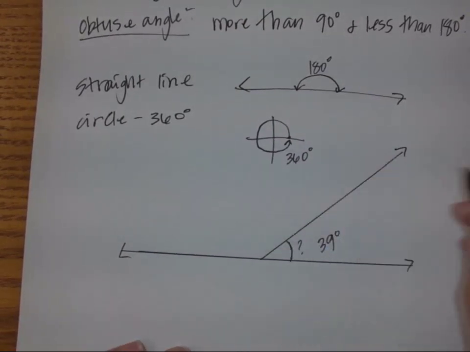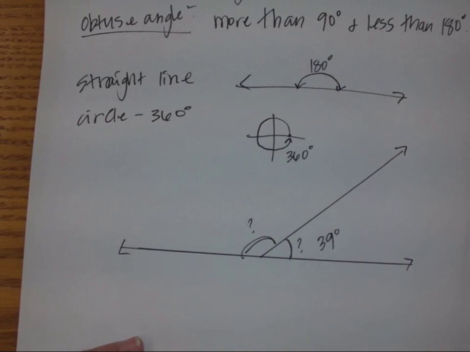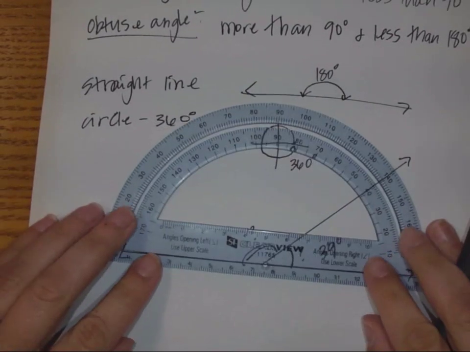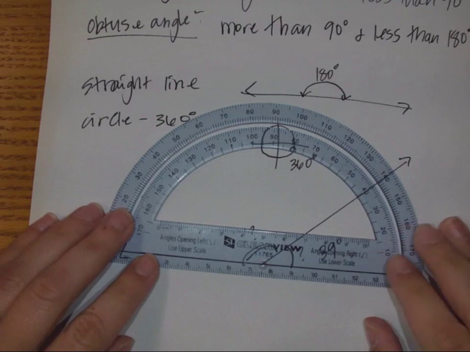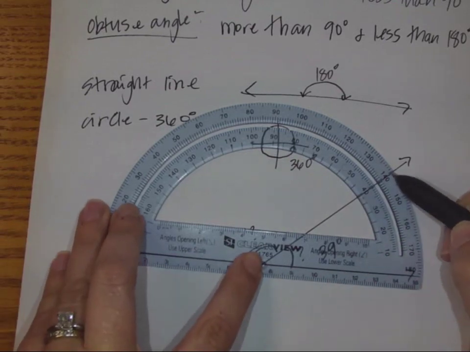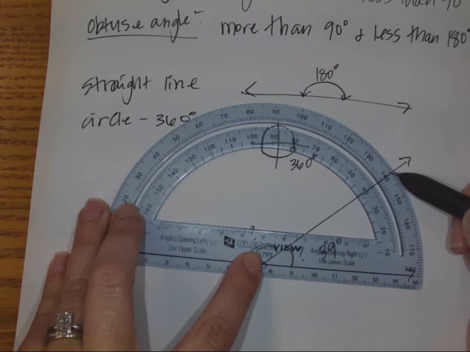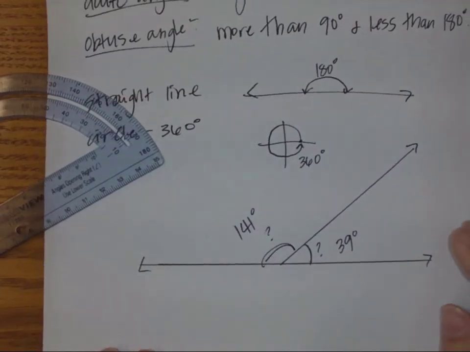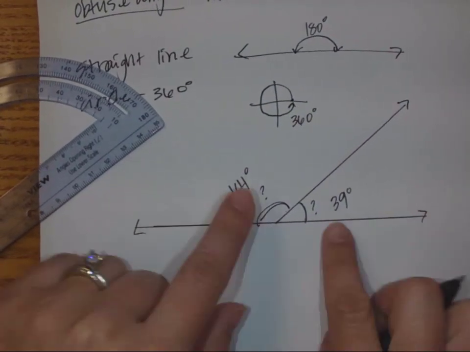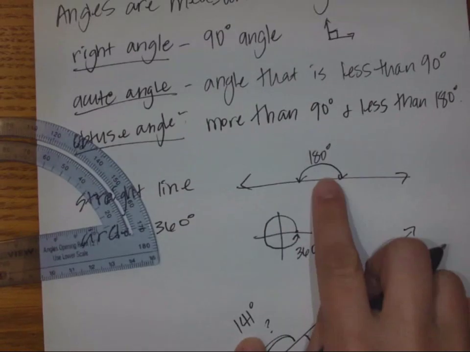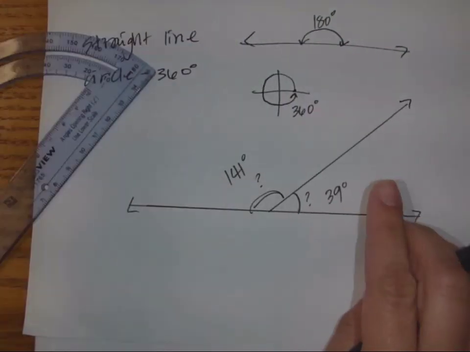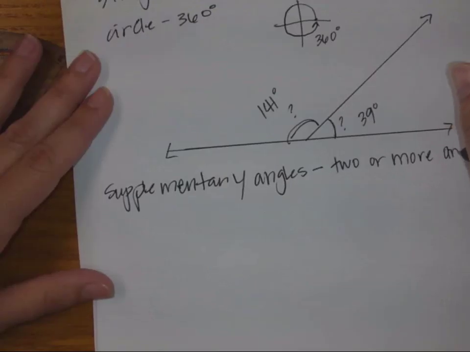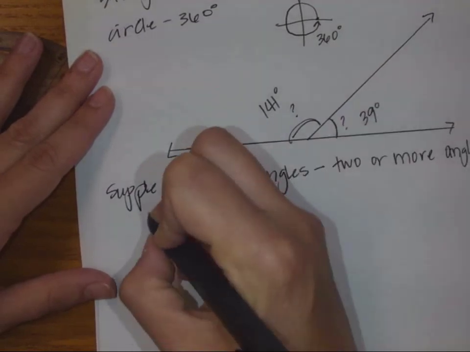If you wanted to measure this angle over here, we could measure it again with a protractor. Line it up. This time it's going to be the number on top, and it looks like it's right in between 140 and 141. So I'd say it's 141 degrees. You could say 140.5 if you wanted to. One thing I noticed: these two angles should add up to 180 degrees because they're on a straight line. Those are called supplementary angles, which add to be 180 degrees.